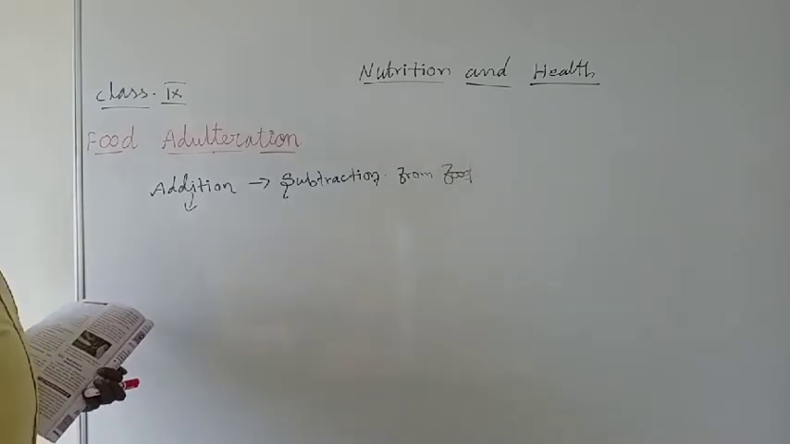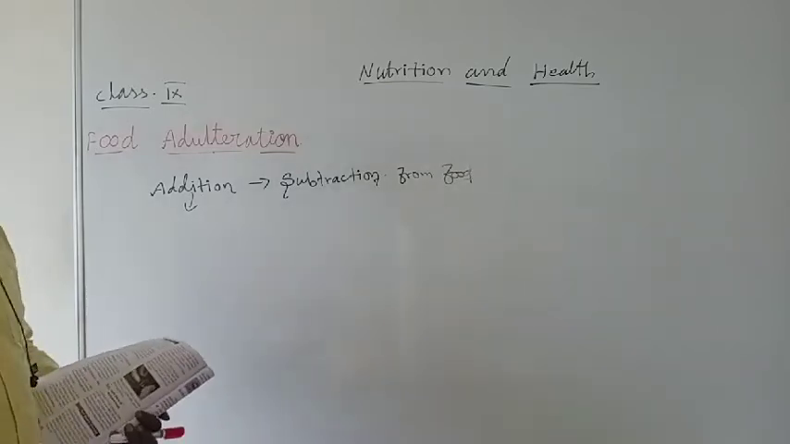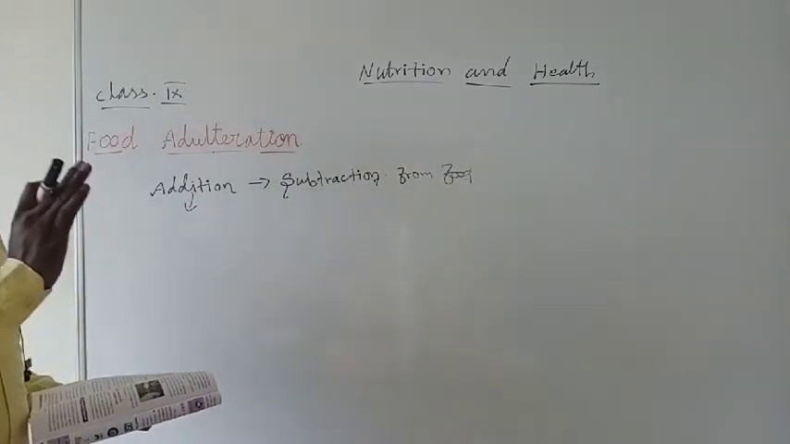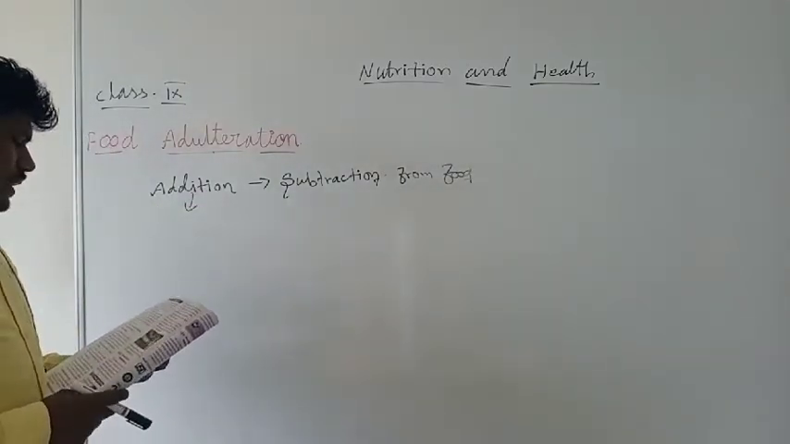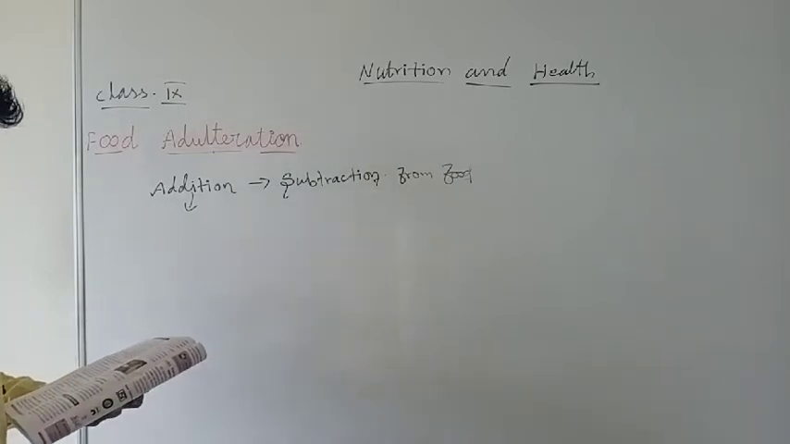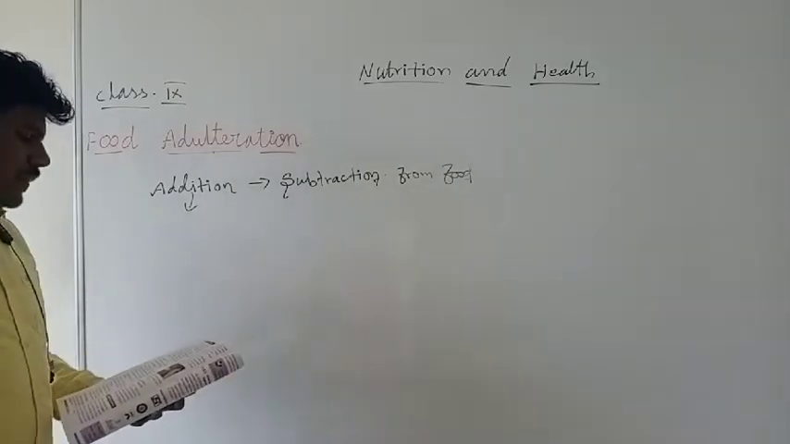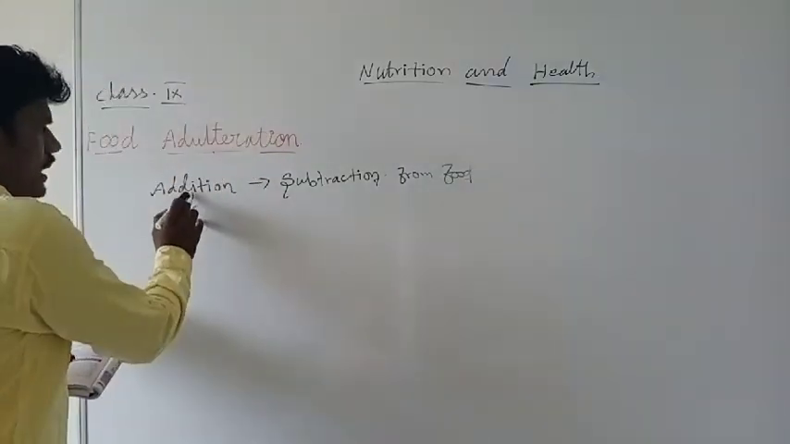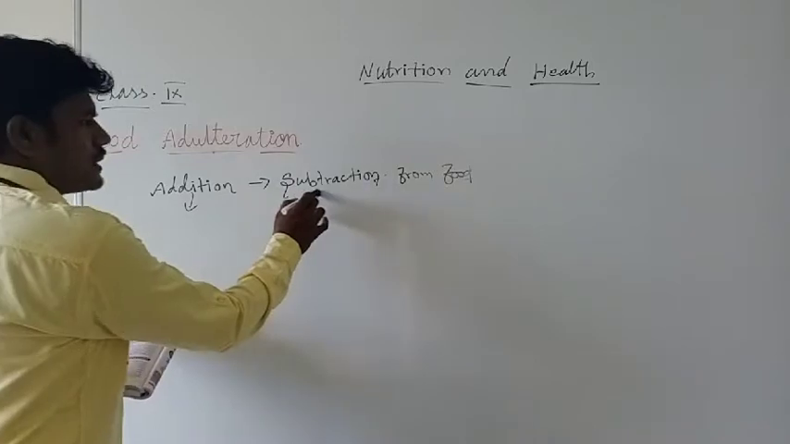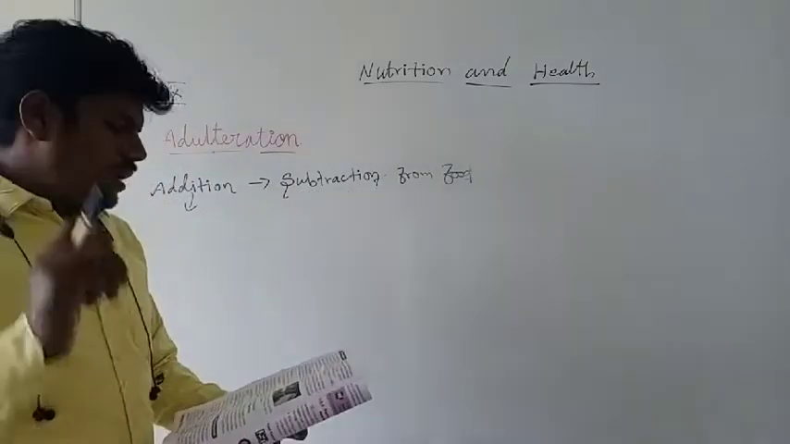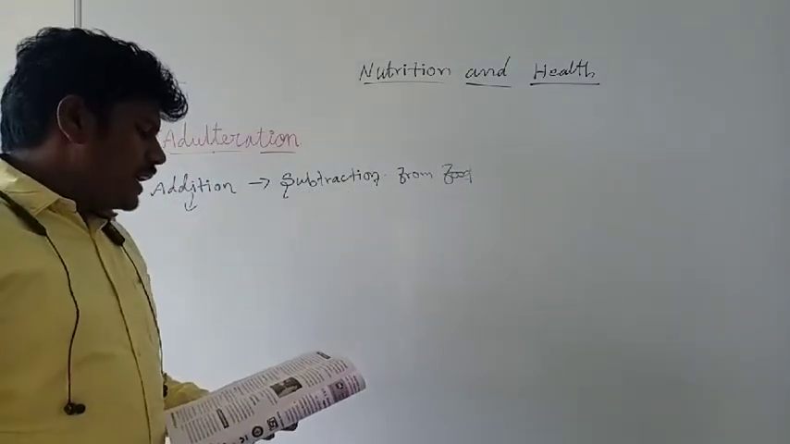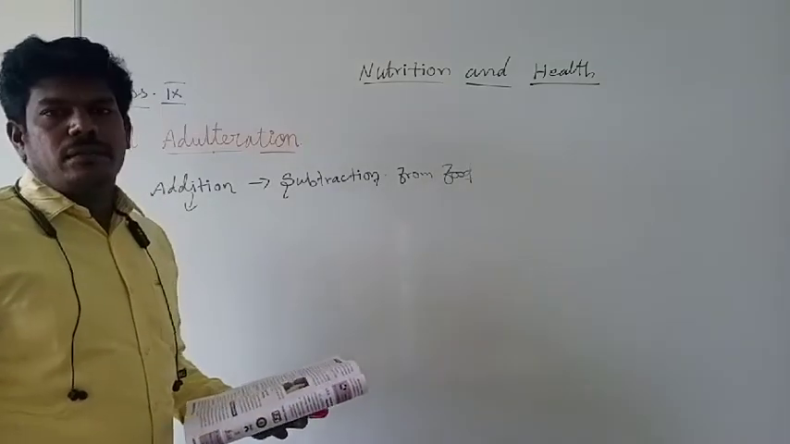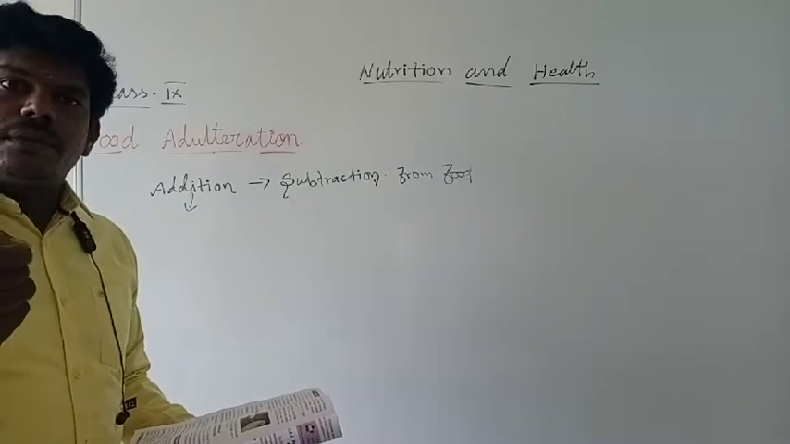So adulteration means you mix in any additional material with the food, or you separate particles from it. Adulteration is defined as the addition or subtraction of any substance to or from food, so that the natural composition and the quality of the food substance is affected.